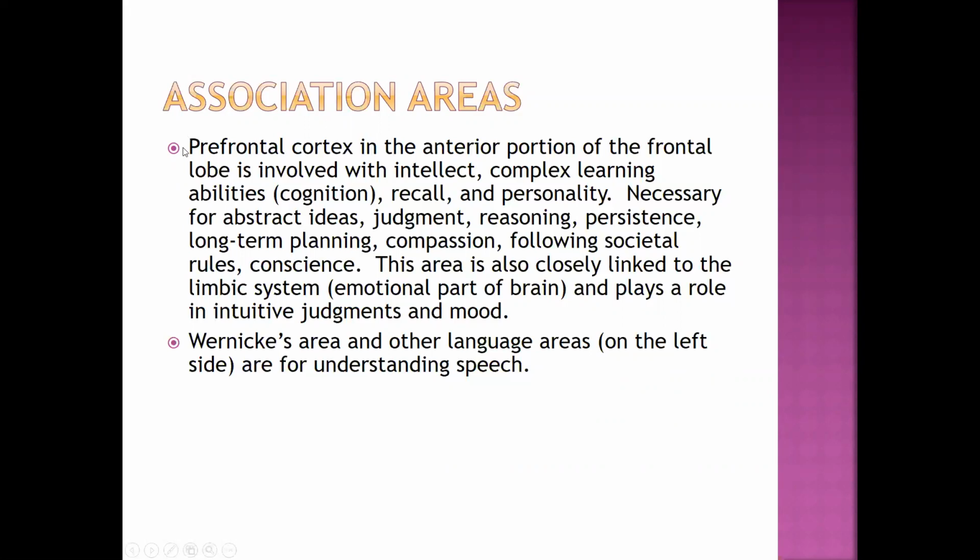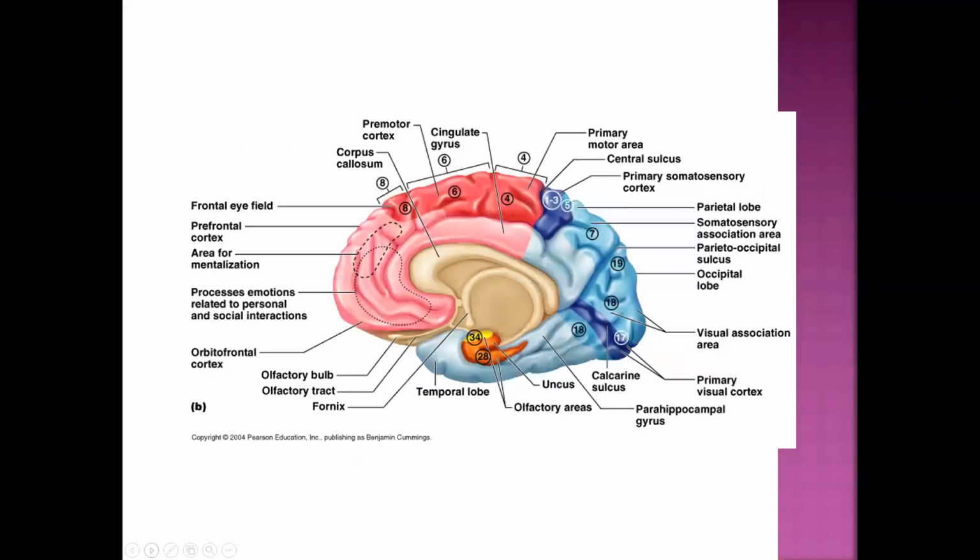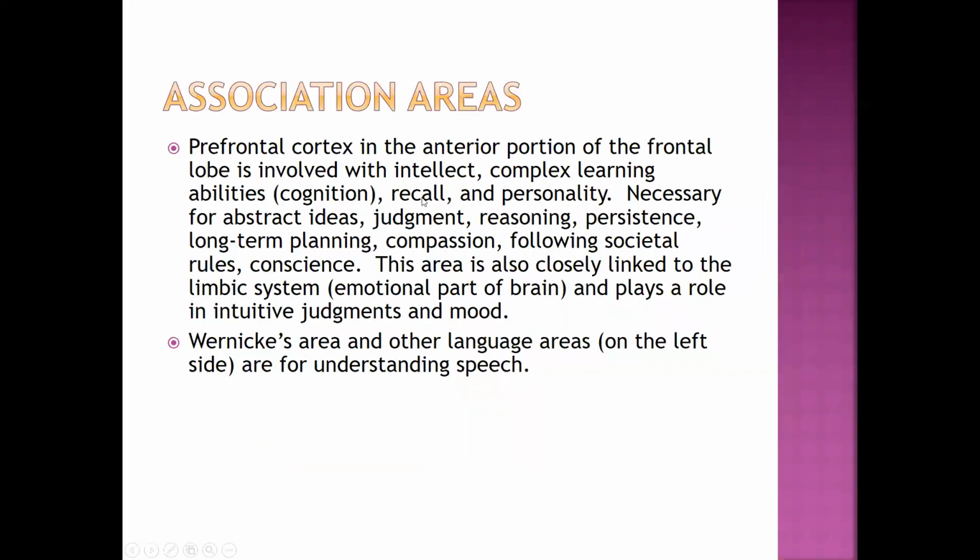So we have one really important association area, and that is this lighter pink area called the prefrontal cortex. So what is that? Our prefrontal cortex is what it takes to be human. The prefrontal cortex in the anterior portion of the frontal lobe is involved with intellect, complex learning abilities, so cognition, understanding, recall, and personality. Necessary for abstract ideas, judgment, reasoning, persistence, long-term planning, compassion, following societal rules, and conscience. So this is all your personality. This is all who you are. So our prefrontal cortex is all about being us.